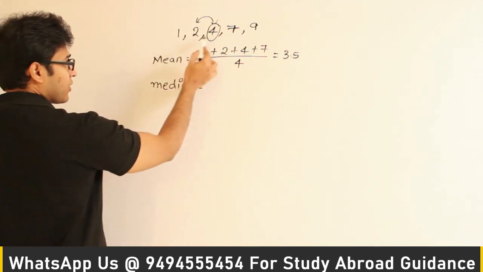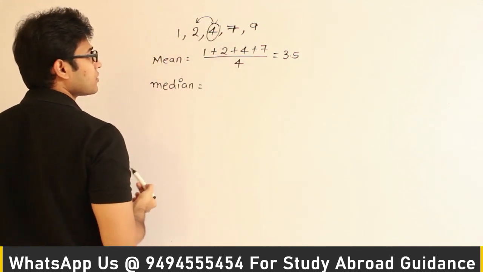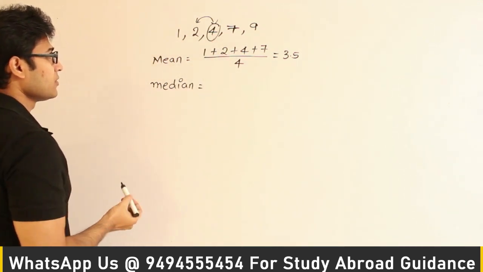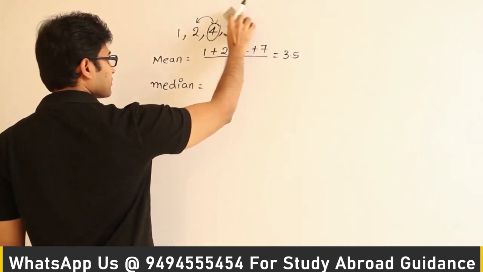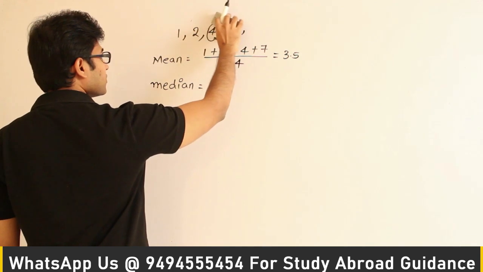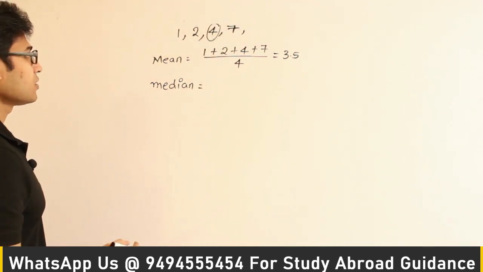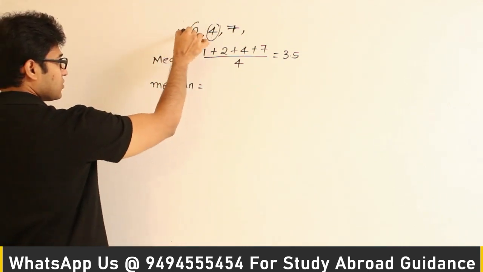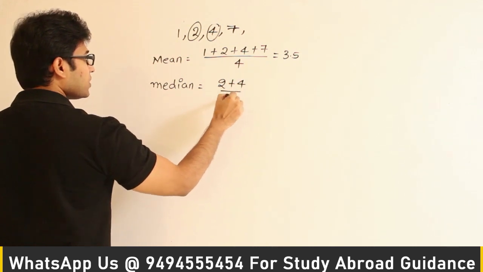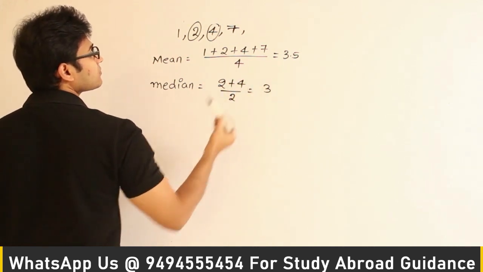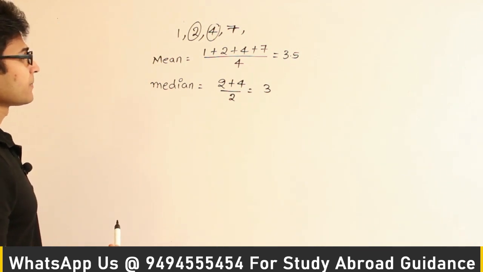Now in case you had 5 readings, then definitely the middle value is 4 and that would have solved the problem. But since we have only 4 values, the middle value is not 4, right? So how can you solve it? Now we have two middle values, these two middle values. We have to take the average of those two. 2 plus 4 by 2, which is 3. That is the median. Got it?